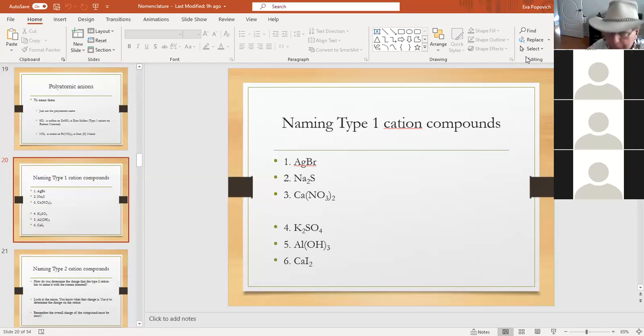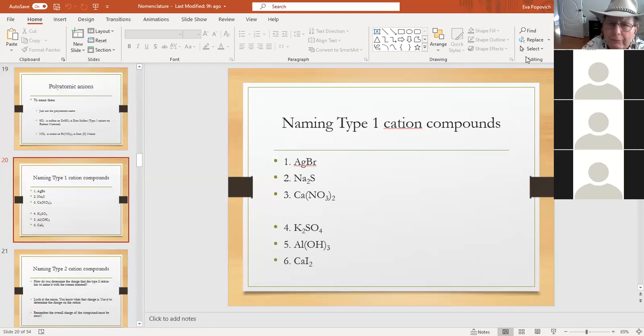Rebecca, is the first element a metal? Yes. Is it a type 1 or a type 2 metal? Type 1. Does it need a Roman numeral? No. Okay, name it. Calcium. Do you know what NO3 is, Rebecca? Nitrate. It's one of the polyatomic anions. Good. So name it. Calcium nitrate.